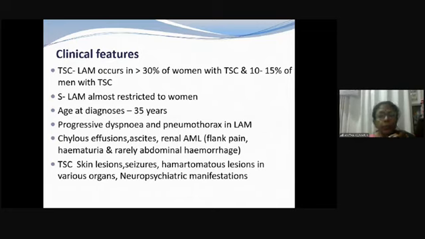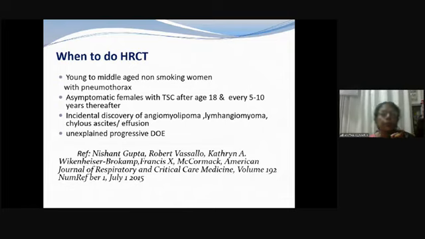Then renal angiomyolipomas can be present, causing significant flank pain, hematuria, and rarely abdominal hemorrhage. And you can have the extrapulmonary manifestations like skin lesions, seizures, etc., if it is a TSC associated disease. Now, when to screen for LAM with an HRCT? When should you actually suspect it?